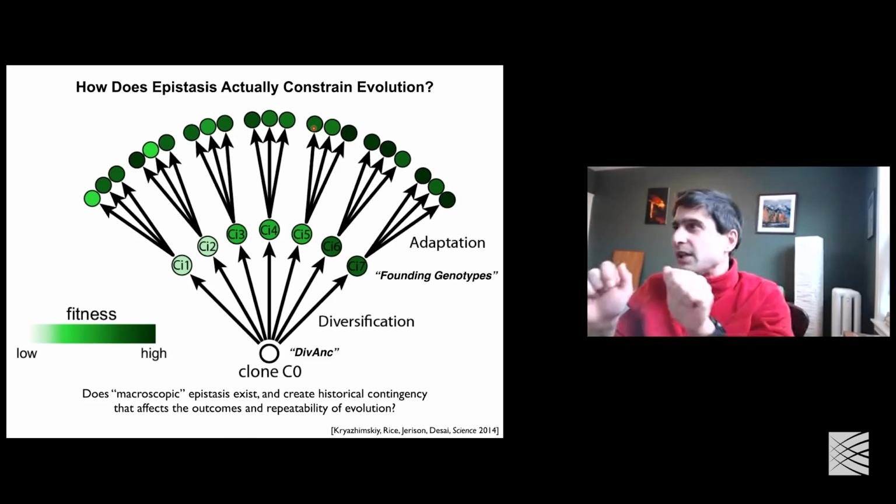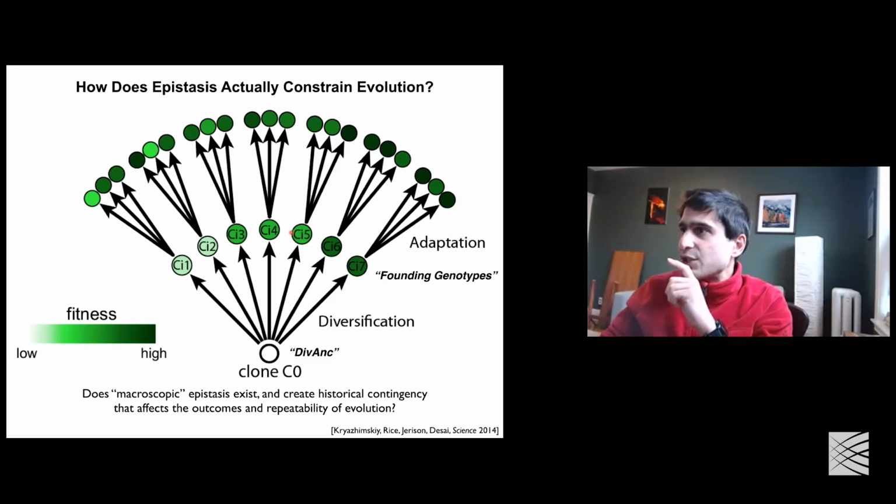In other words, how do these first few mutations constrain the landscape of what's possible going forward?